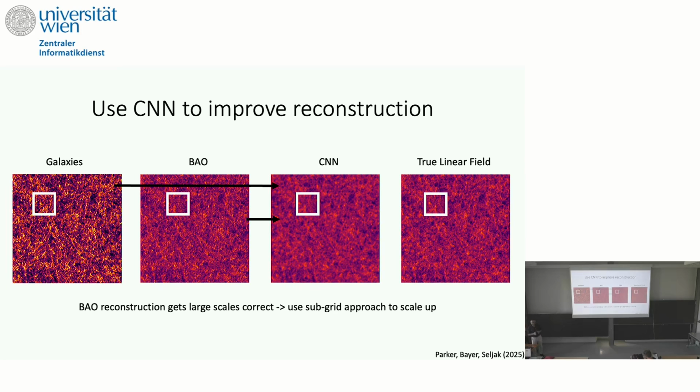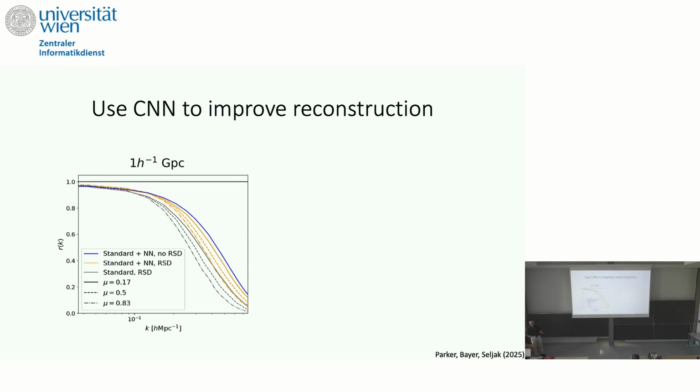On top of that, you can use a subgrid approach, because if the large scales are correct from the BAO reconstruction, all you have to do is train your CNN on small patches of the sky. And because you're doing this, you can then scale this up to much larger volumes. So even if I trained on a 1 gigaparsec box, I can learn these small-scale tiles of reconstruction and then tile a much, much larger volume to do reconstruction on a much larger volume. So let's have a look at this in action. This is a plot of the cross-correlation coefficient.